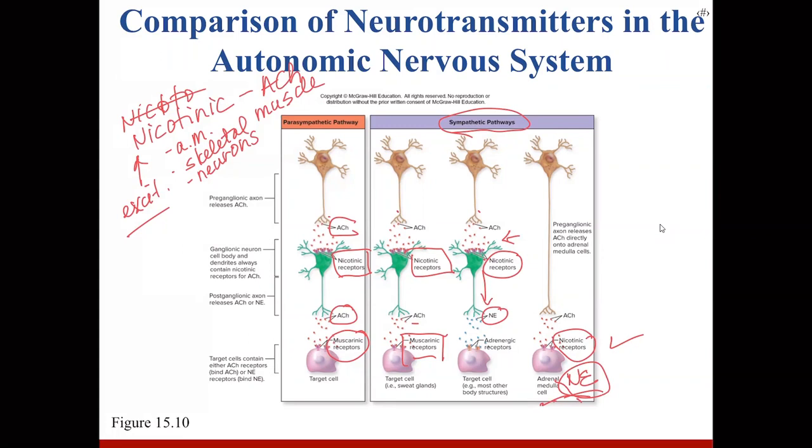Now muscarinic receptors, they're only in parasympathetic, and sweat glands. Now, most of the time they're excitatory, so that means they're going to be turned on.